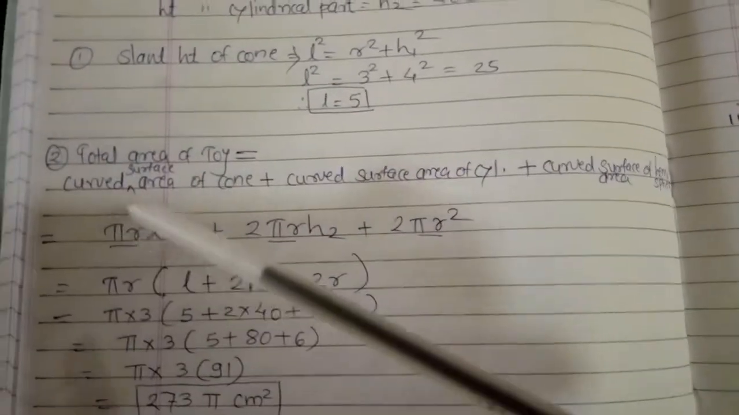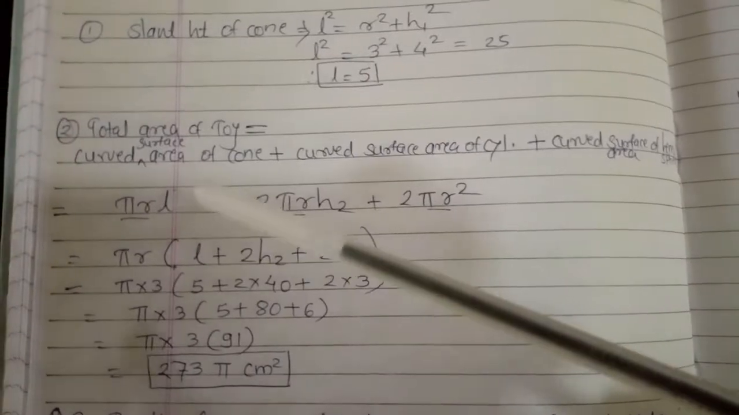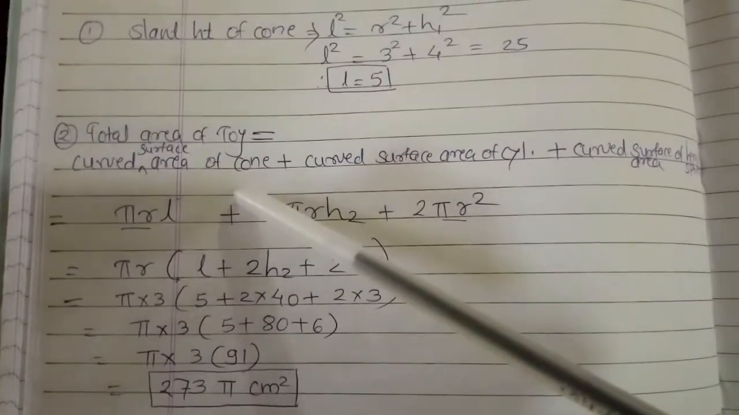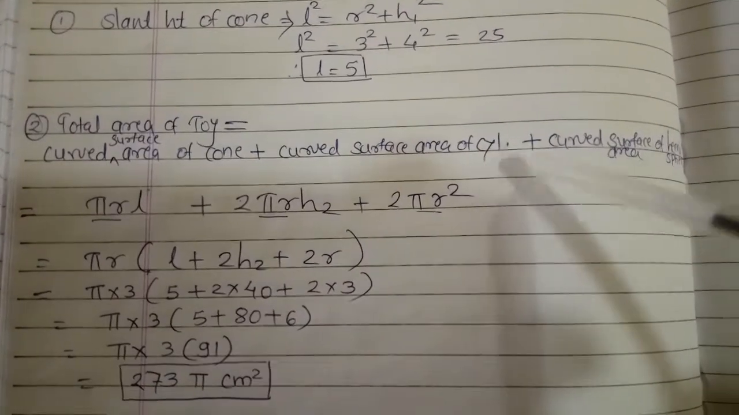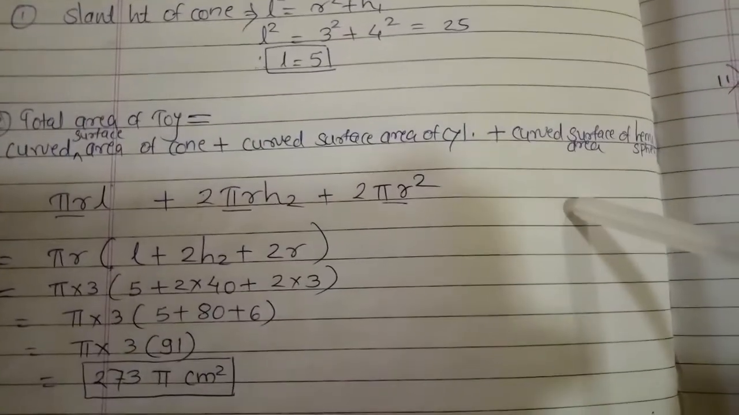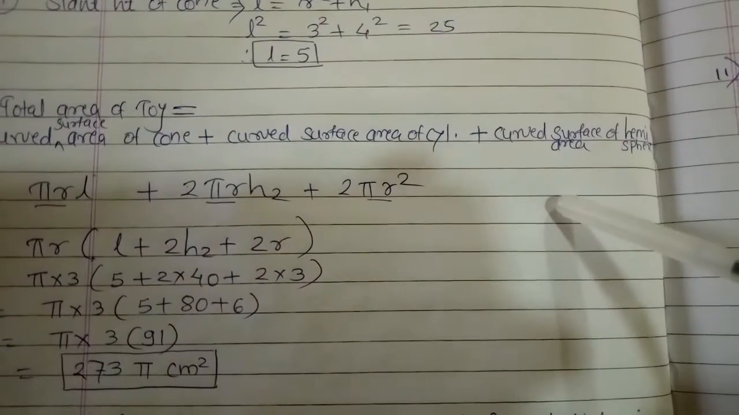Now we are going to find the total area of the toy, which can be found by the formula: curved surface area of the cone, plus curved surface area of the cylinder, plus the curved surface area of the hemisphere.